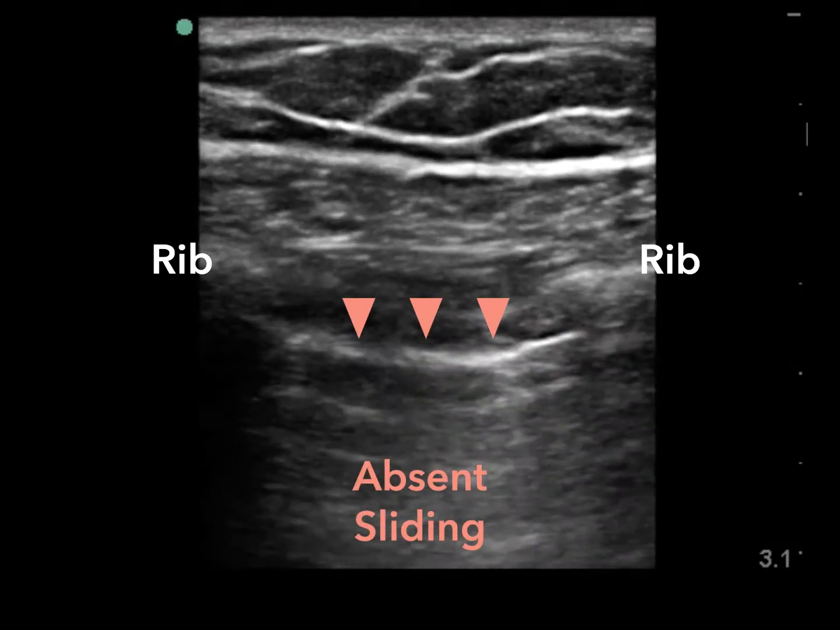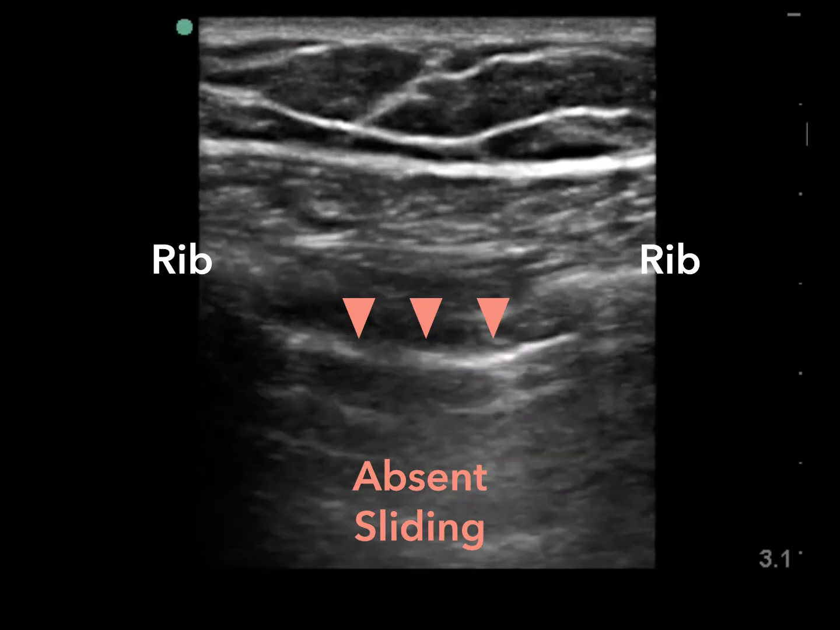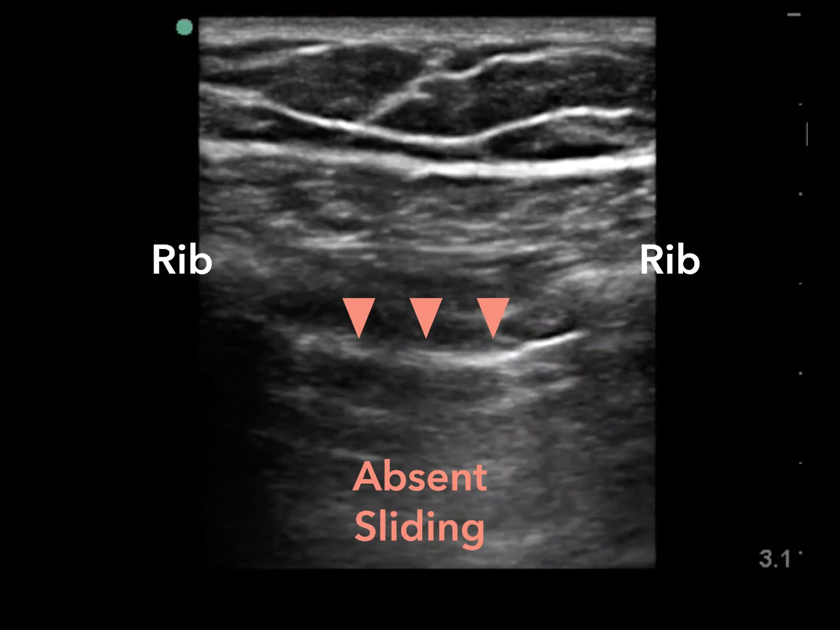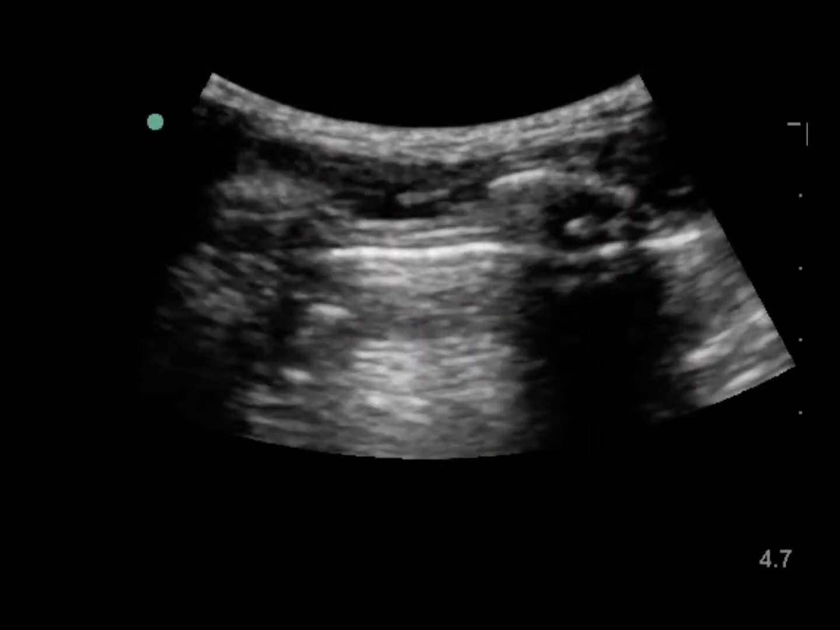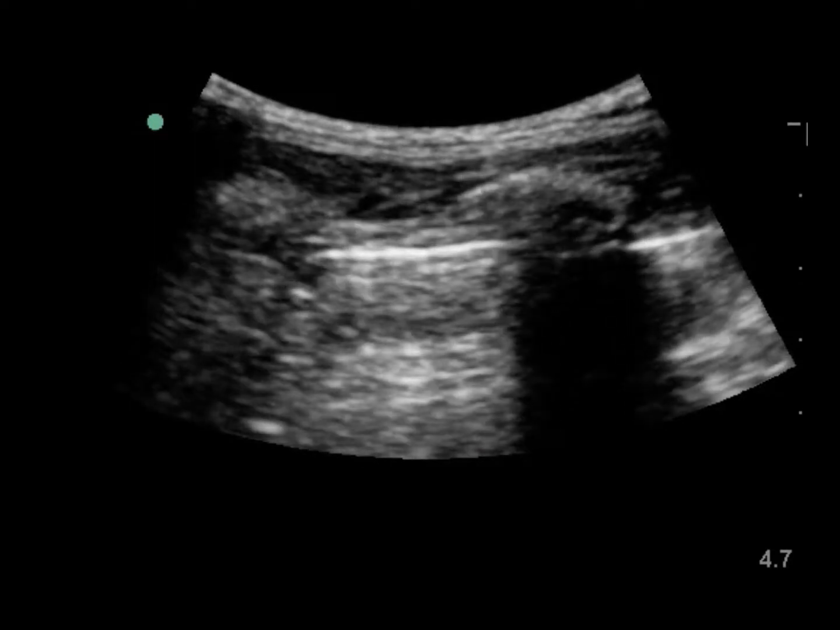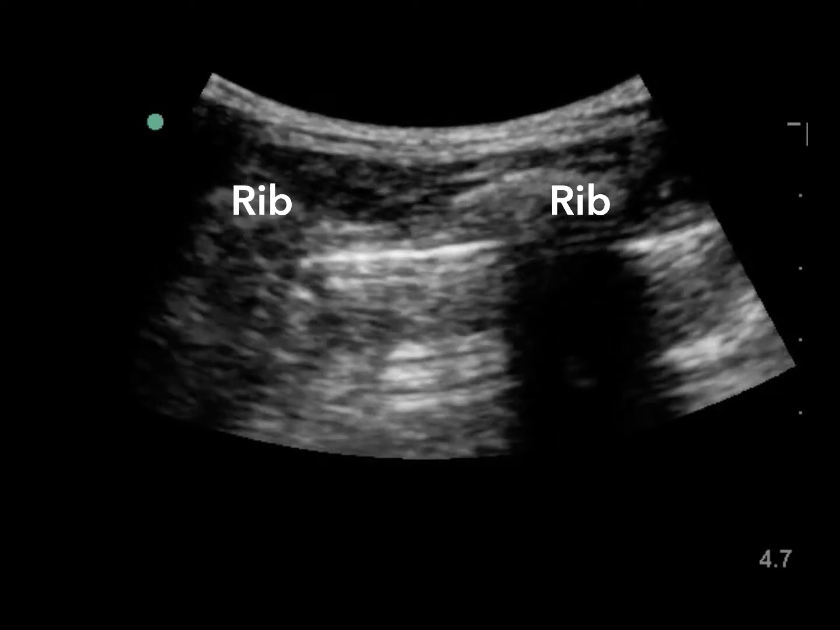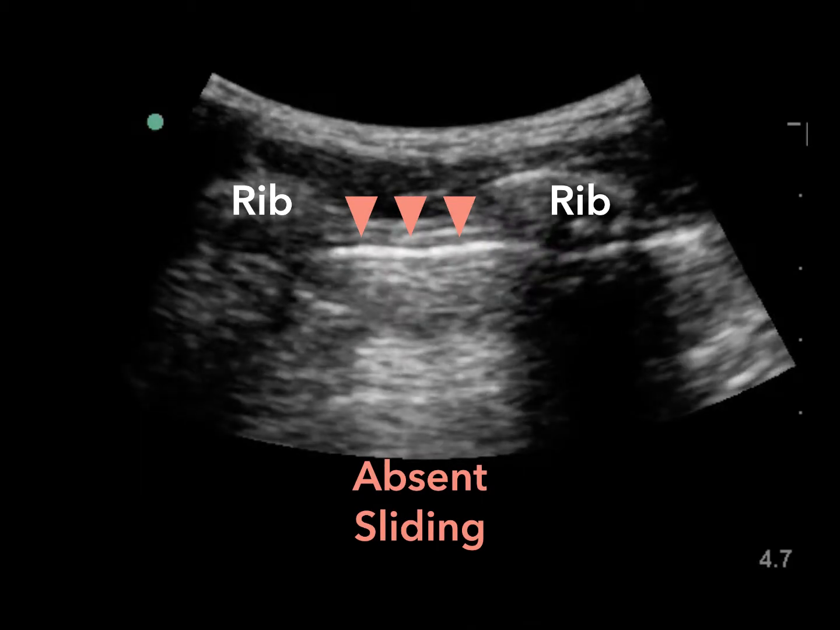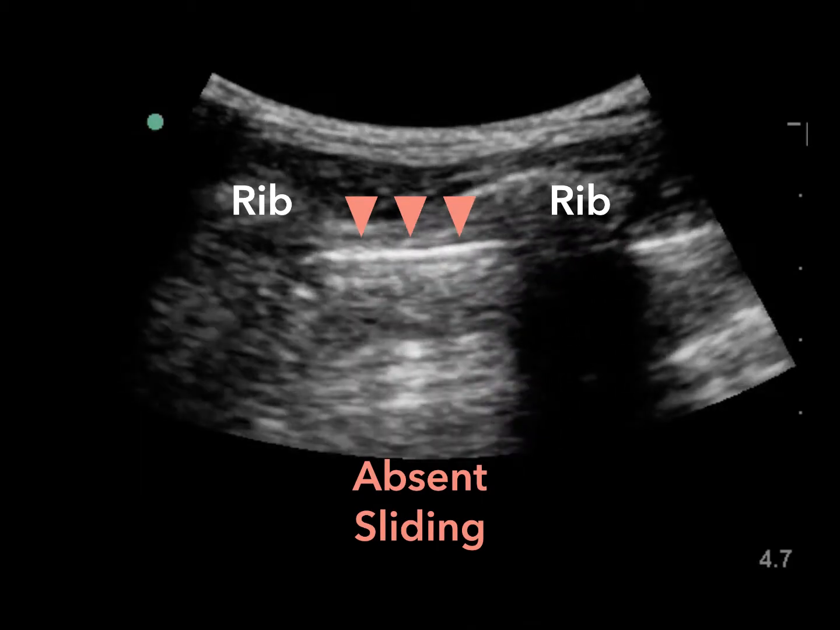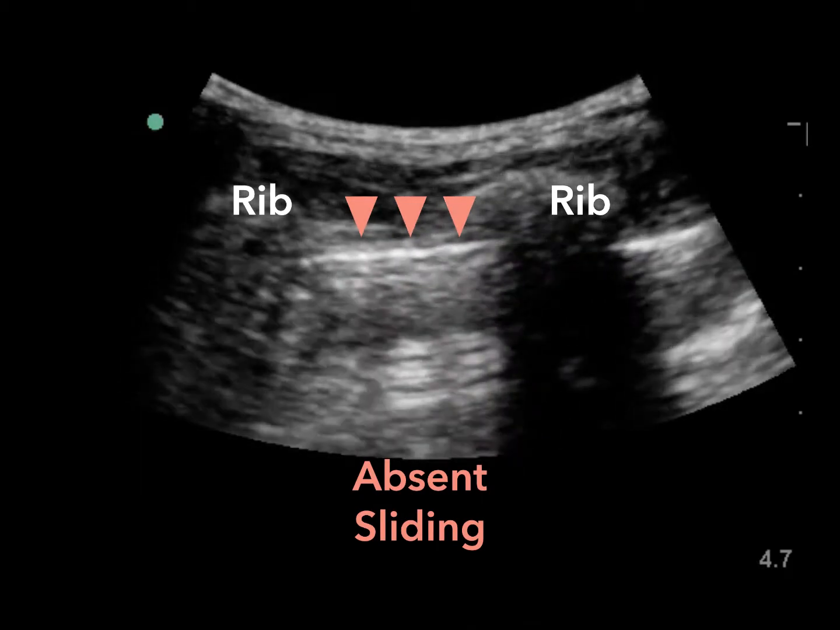This is an absence of sliding and suggests that the visceral and parietal pleura are not in contact with each other. Again, here's another example using the curvilinear probe. So we see ribs, and we see our bright white pleural line that does not seem to be moving. This should make you suspicious for the presence of a pneumothorax.